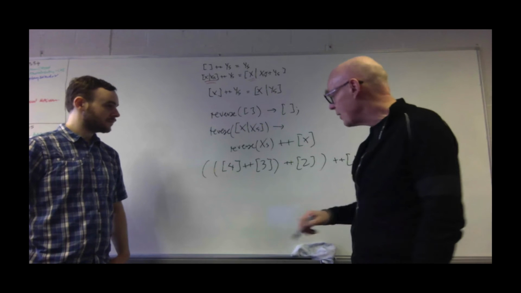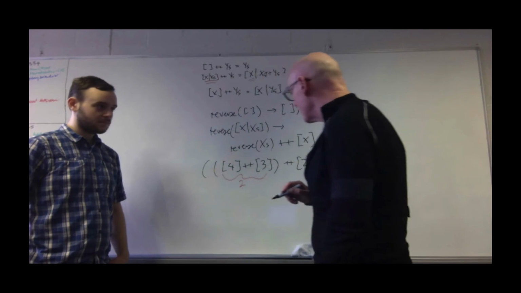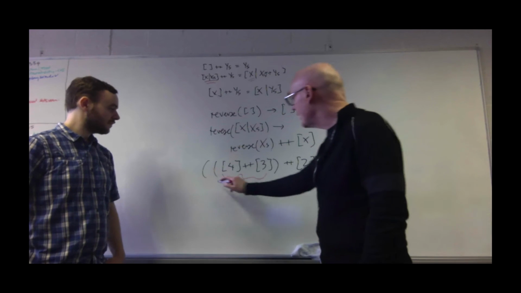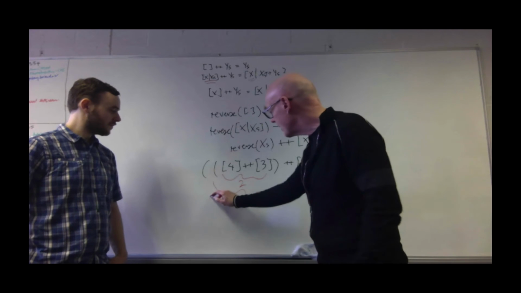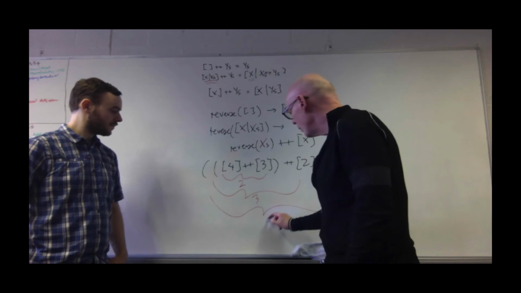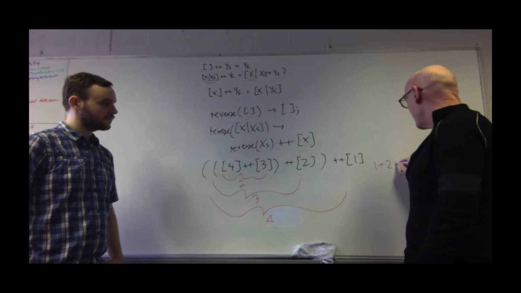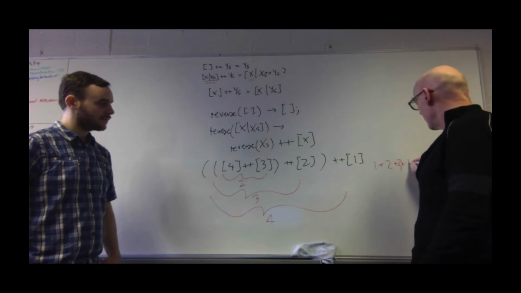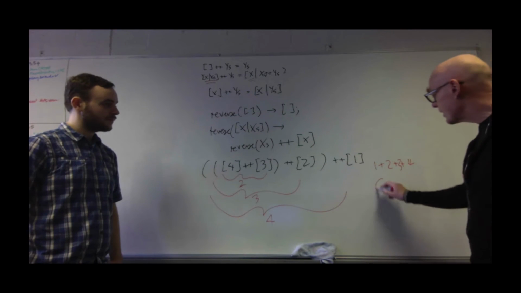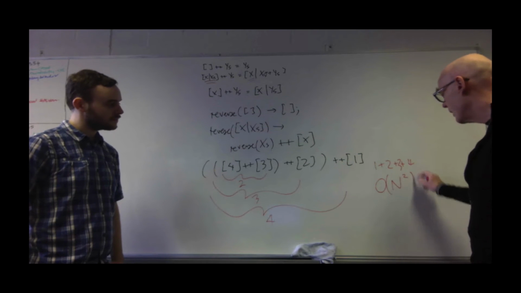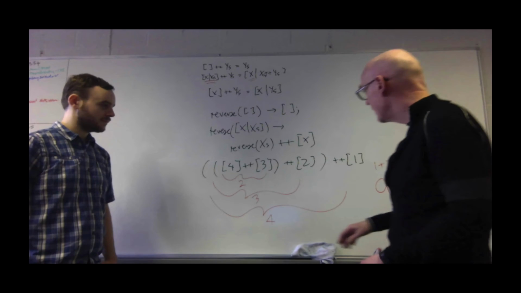With that insight in mind, we can say this is going to take approximately 2 steps, and now this is going to take approximately 3 steps, and then this whole thing is going to take approximately 4 steps. So we're getting an answer that looks like, more or less, the sum of the numbers from 1 up to n, and that is quadratic. So the naive reverse algorithm is quadratic.